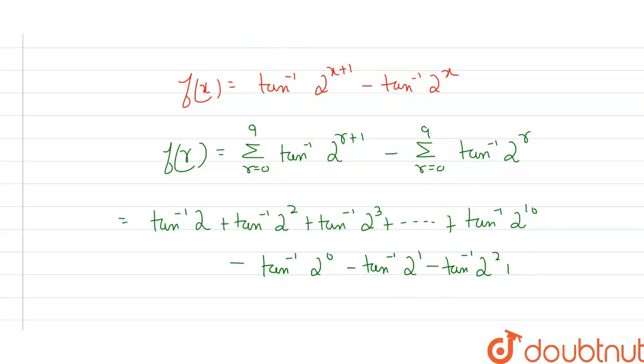Sorry, this should be a subtraction here, not a summation sign. Just let me correct it. Subtraction. So it will go up to my last term, r having the value of 9 on the last side. So this will become tan inverse 2 to the power 9.